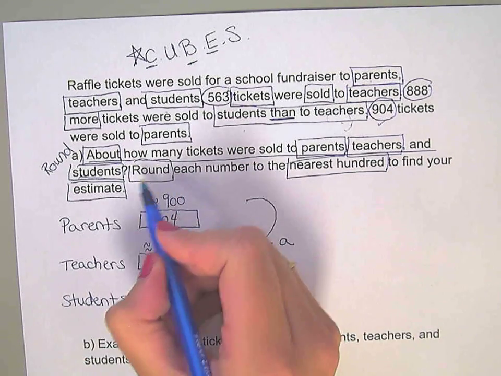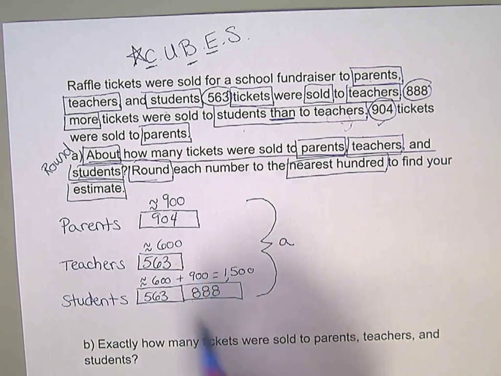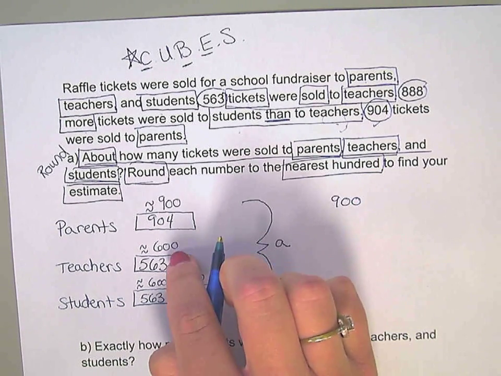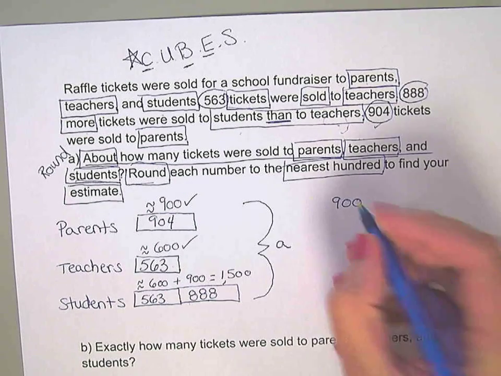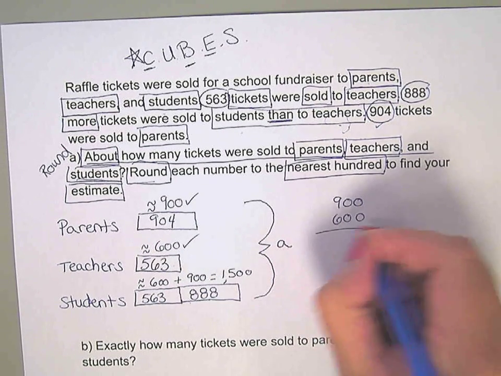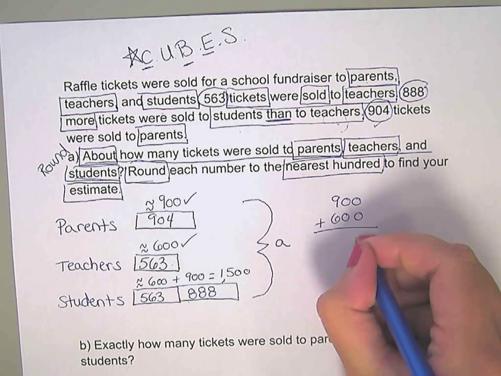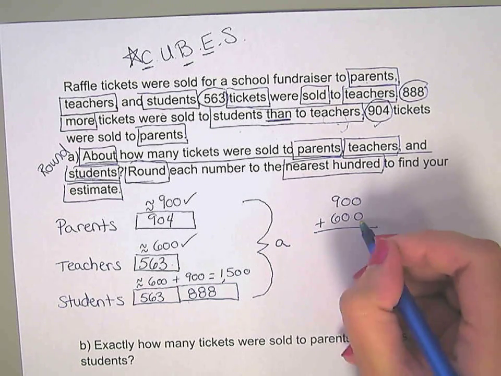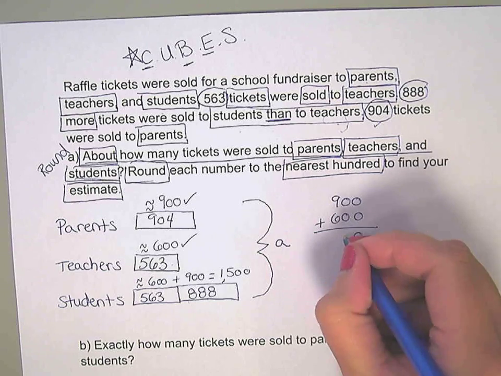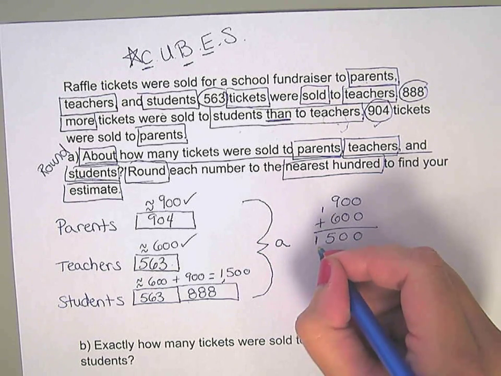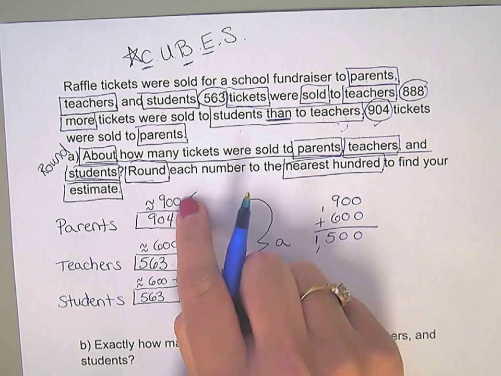So what I'm going to do is add my estimates, my rounding numbers. I'm going to add 900 plus 600 first. Those two numbers. Check them off. 900 plus 600, that's easy. It's the same one down here, 1,500. I can also do my algorithm. 0 plus 0 is 0. 0 plus 0 is 0. 9 plus 6, 15. Carry the 1, bring it down. 1,500. I check those off.